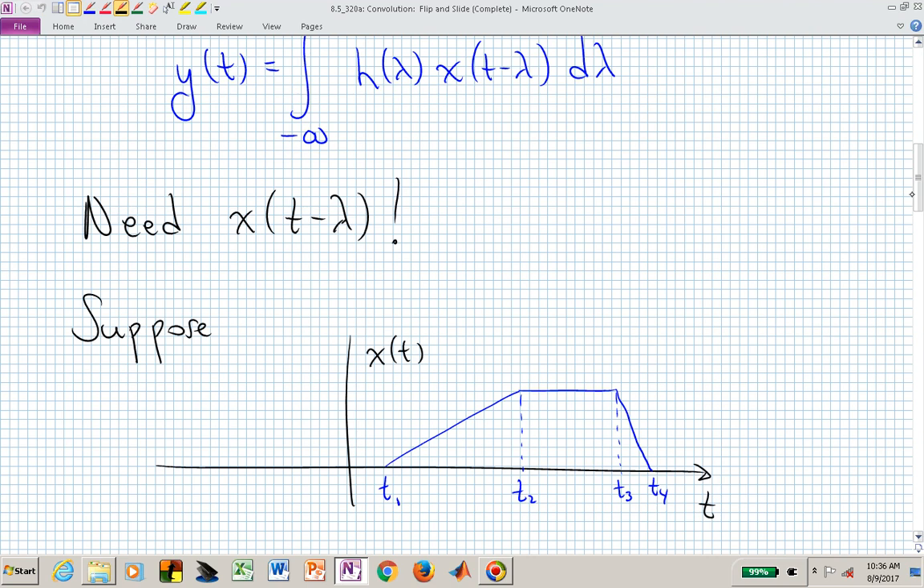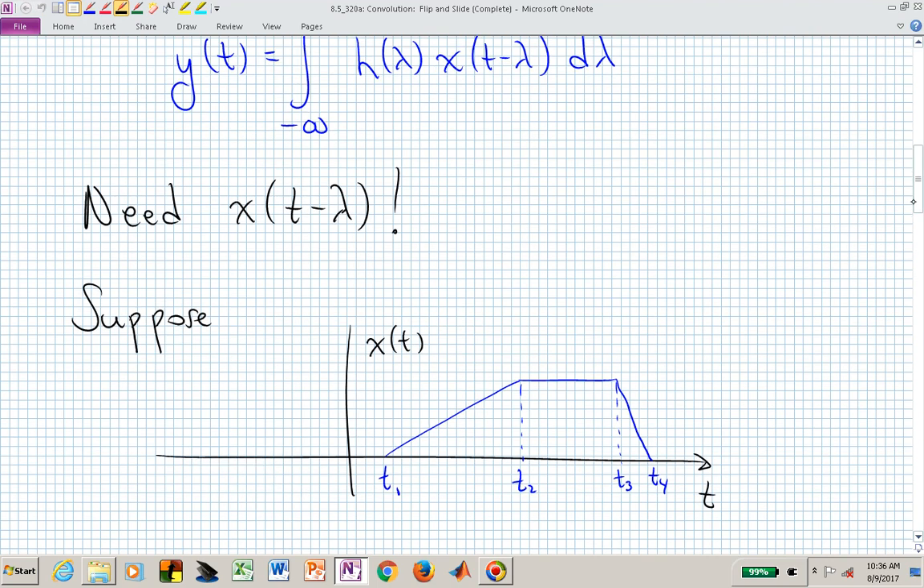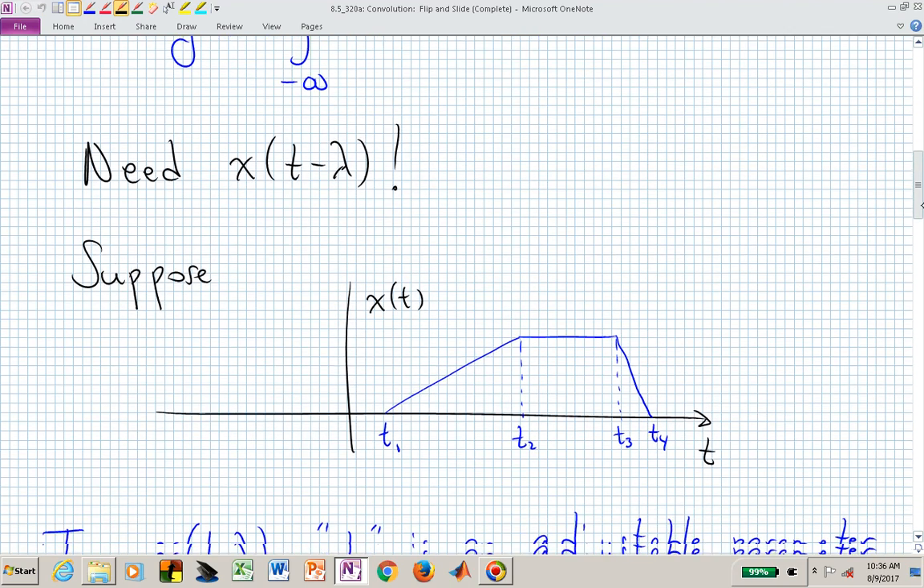Suppose that we're given x of t that looks like this different shaped object. We have a linear slope from t sub 1 to t sub 2. We're constant, let's say, from t sub 2 to t sub 3. And we have another distinct linear slope from t sub 3 to t sub 4. It doesn't really matter the shape, but I want to make sure that it's clear how those different parts are impacted when we flip and get ready to slide the waveform.